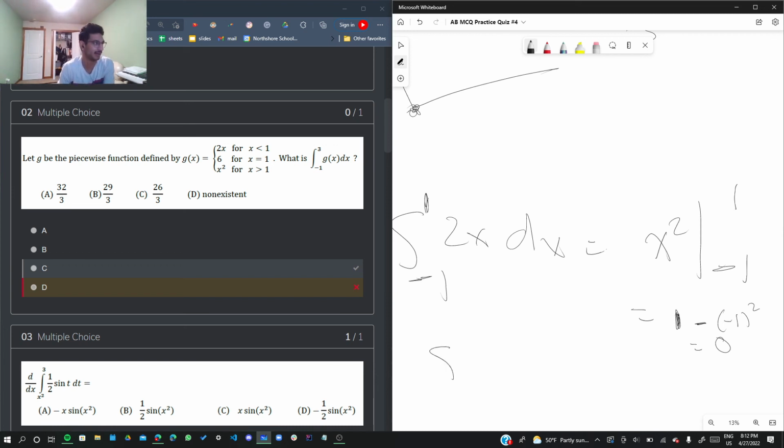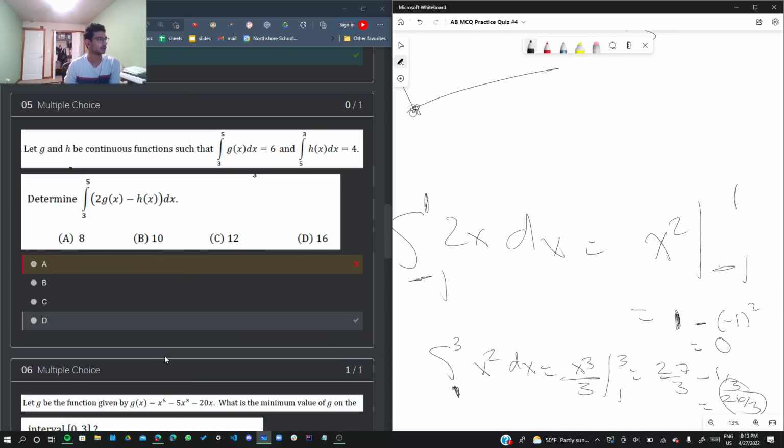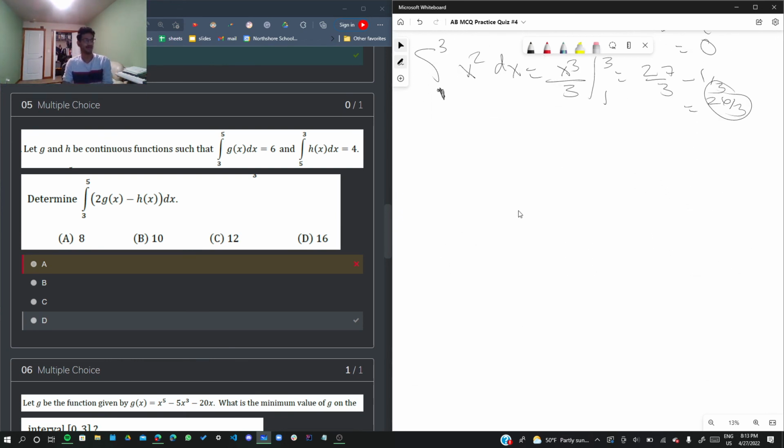So then now, 1 doesn't matter. It doesn't matter if that's the case. So now here we go from 1 to 3, because for x greater than 1, we have x squared, so then you take that, which is x cubed over 3, from 1 to 3. And that is 27 thirds minus 1 third, which is 26 thirds. So that's how that's the case. Number 2. Oh, okay. I fell for a trap.